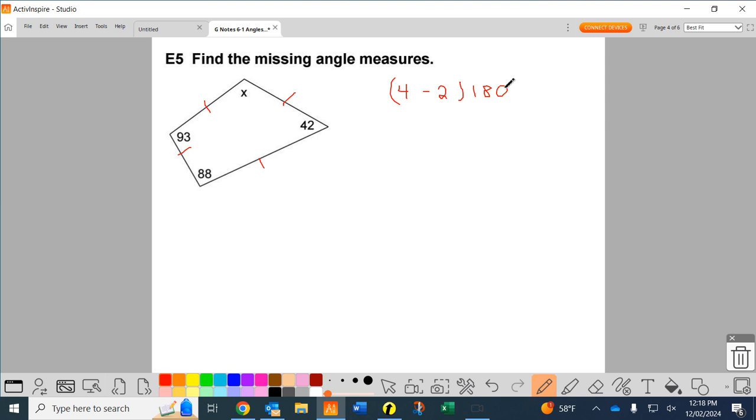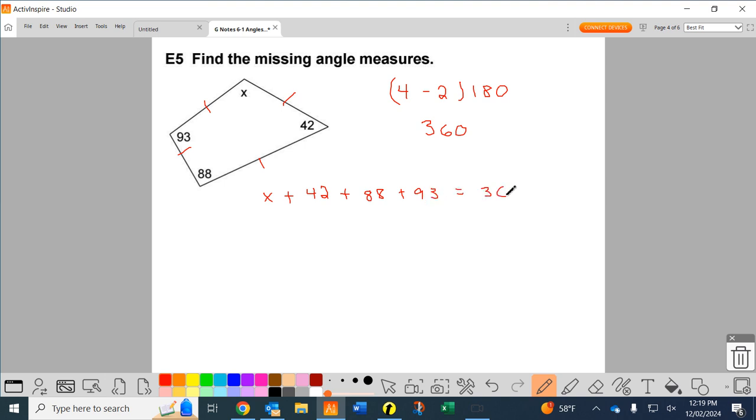So what is 4 minus 2 times 180? Do the math at the equals in between. 4 minus 2 equals times 180 equals 360. Perfect. So we're going to add all this up and set it equal to 360. So it's algebra. It's just an algebra equation. X plus 42 plus 88 plus 93 equals 360.